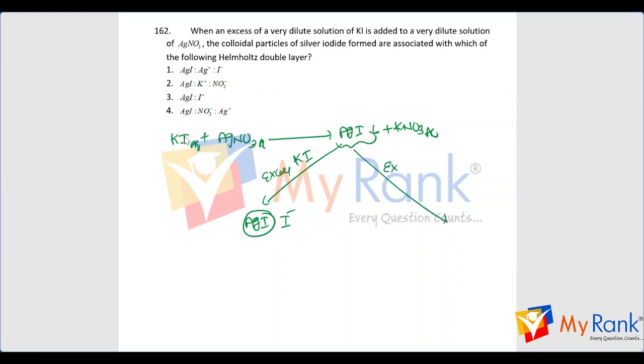When excess AgNO3 is taken, AgI is surrounded by Ag plus accumulation. Accumulation of either Ag plus or I minus takes place. So when excess AgNO3 is taken, this one is formed. When excess KI is taken, AgI I minus is formed. This is the negative colloid, and this is the positive colloid. The answer is AgI I minus. This is simply the correct answer.